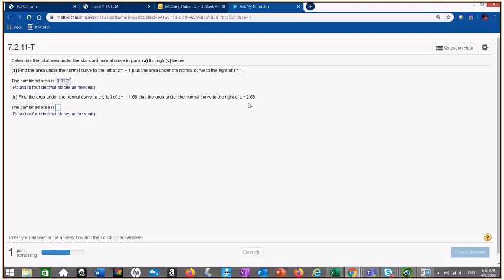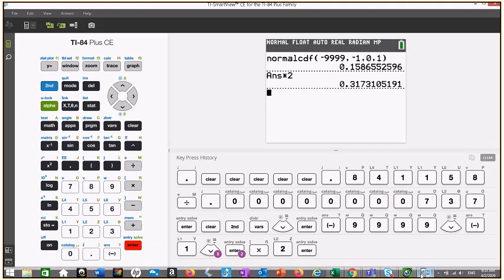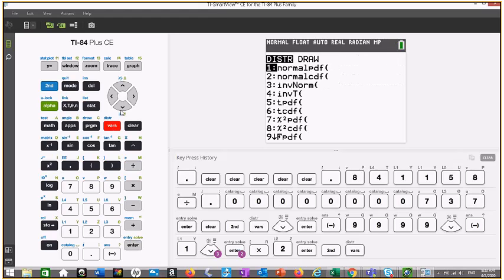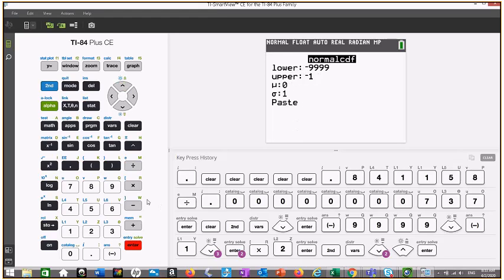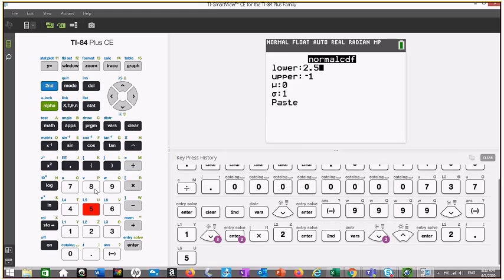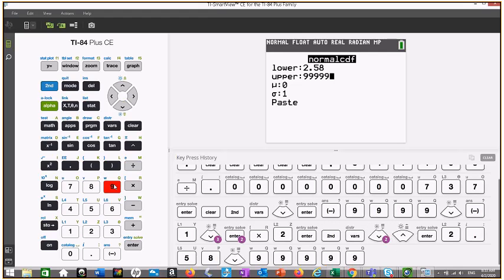So on my calculator, all I'm going to do is the right side. So my handy dandy calculator, second, vars, normal CDF. And I'm going to go from 2.58 to 9999. Now let's see. That's 0.15.